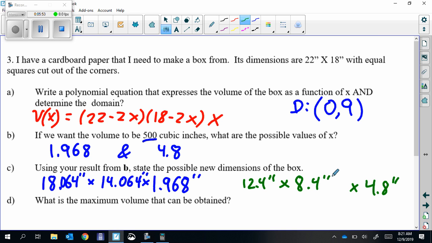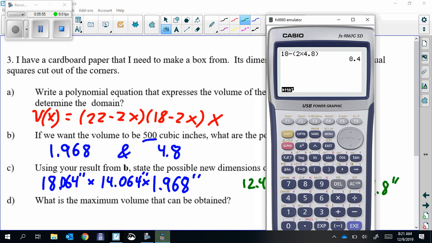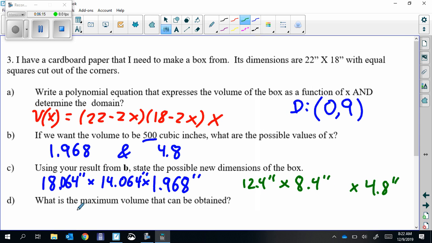And the last question is, what is the maximum volume? Go back to the graph. Maximum volume, G-Solve max. We're just trying to find that right there. G-Solve max. X would be what we're cutting. The volume is the 579.359. And that's volume, so that's going to be inches cubed.